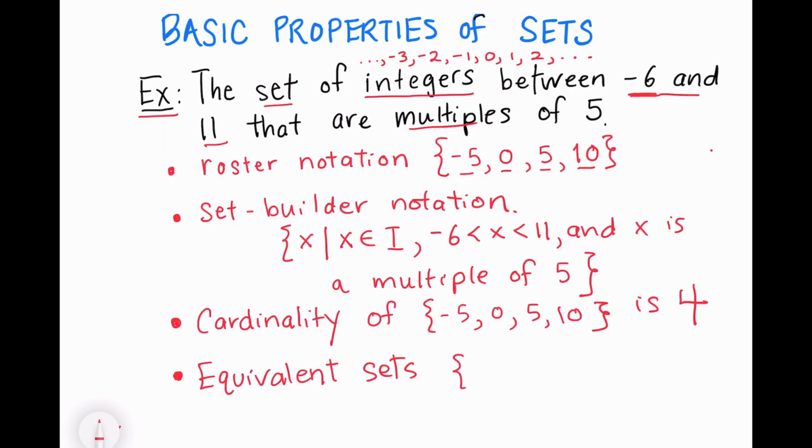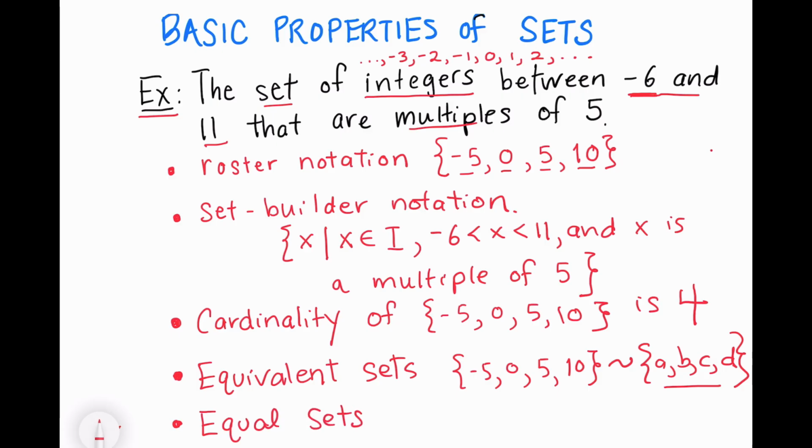And we can use the following notation. So this set is equivalent, for example, to the set A, B, C, D, because this set also has a cardinality of 4. If two sets have exactly the same elements, we say that they are equal sets. So -5, 0, 5, 10 is equal to the set 0, 10, 5, and -5. So those are equal sets.